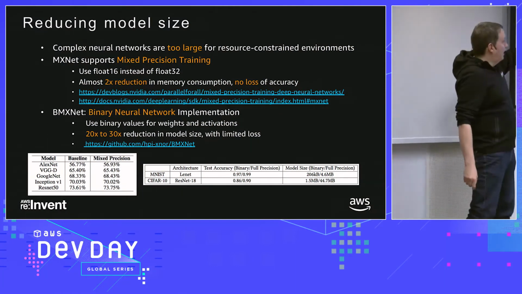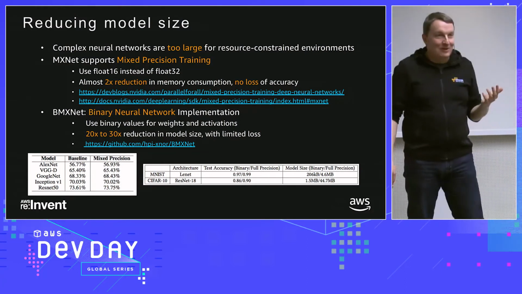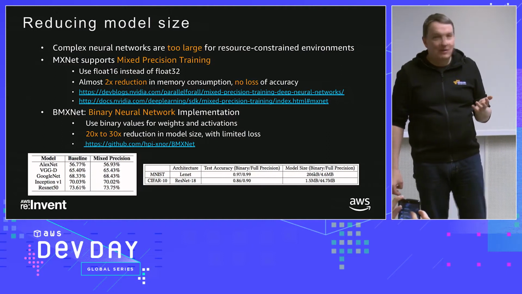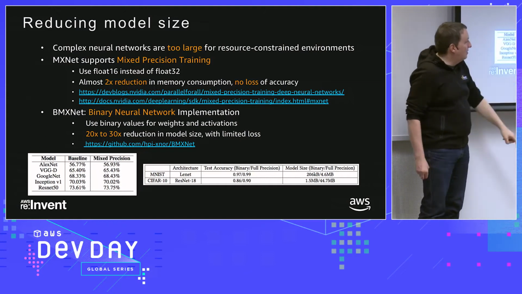And there's even a project that does binary weights, right? So it's not even floats, it's -1 or +1 values, okay? And obviously they get to crazy small models, as you can see here.